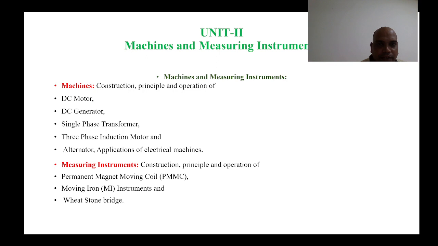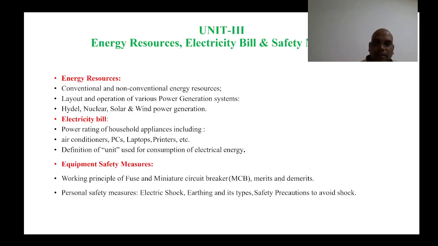Coming to the second unit, we will discuss the constructional details and working principle of all machines. Similarly, measuring instruments, meaning PMMC, moving iron, and Wheatstone bridge. Coming to the third unit, we will discuss energy resources, meaning conventional and non-conventional energy sources, electricity bill, and equipment safety measures. This part I will cover in the third unit.